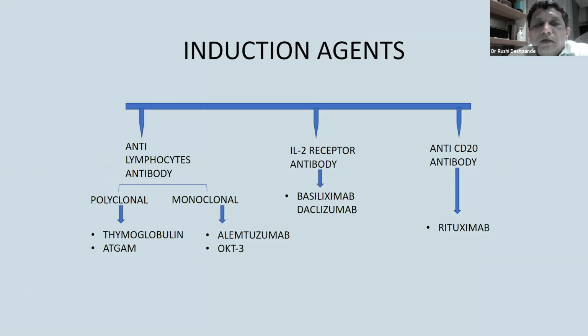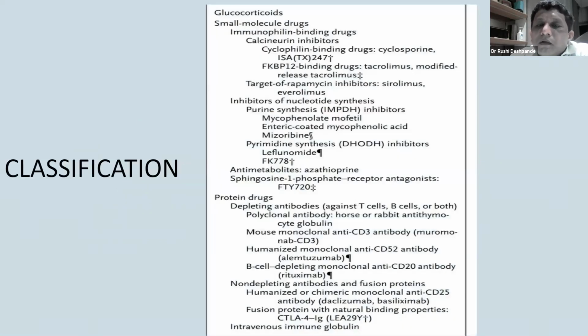Okay. So all this we did yesterday. Then we came yesterday to this, which we'll revise in brief because we have gone over the induction agents yesterday. What I was trying to show you yesterday is that there are basically two classes of drugs. One is the small molecules, and the second is a protein drug.